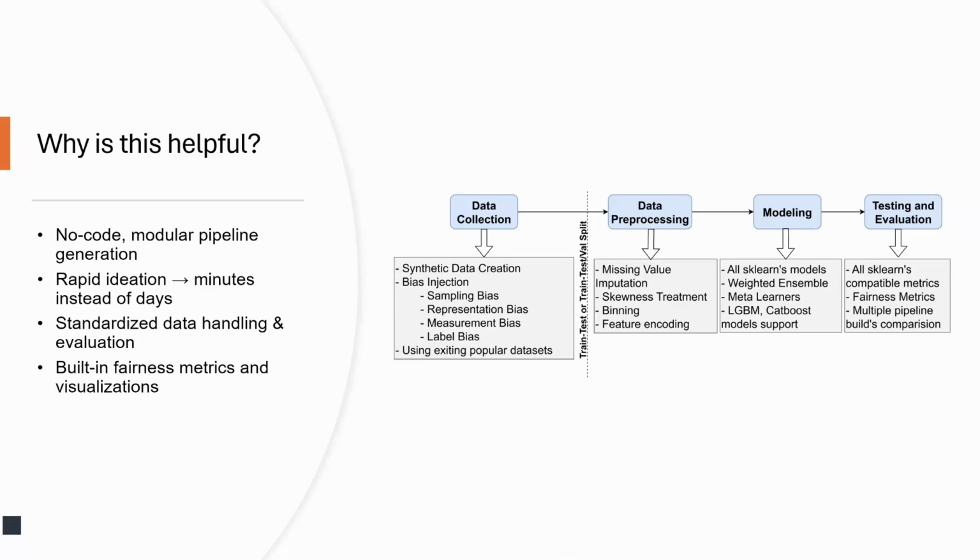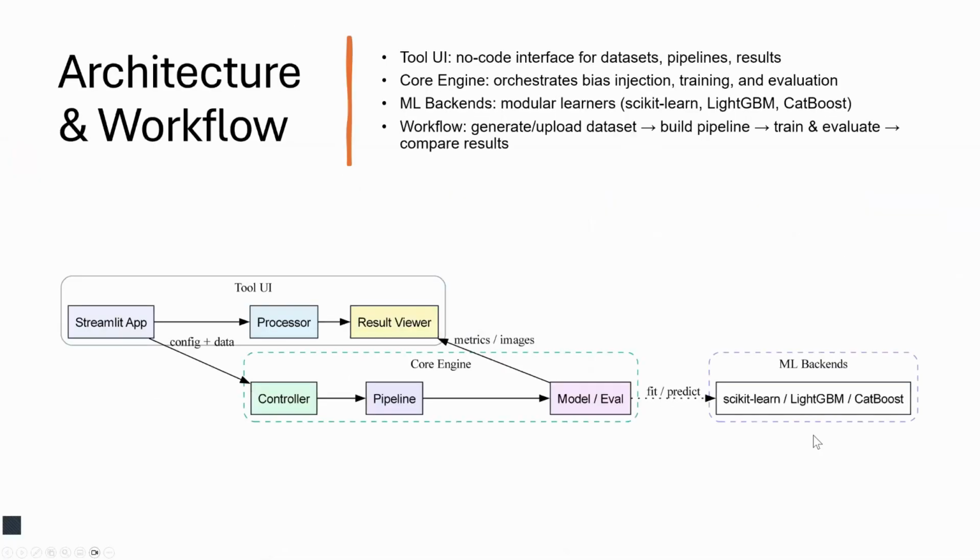This matters because it helps not only computer scientists, but also people in law, ethics, and policy who may not have machine learning skills but still care deeply about fairness. As shown in the pipeline diagram here, our tool supports the full workflow: data collection, data preprocessing, modeling, testing, and evaluation. Now, how does this work?